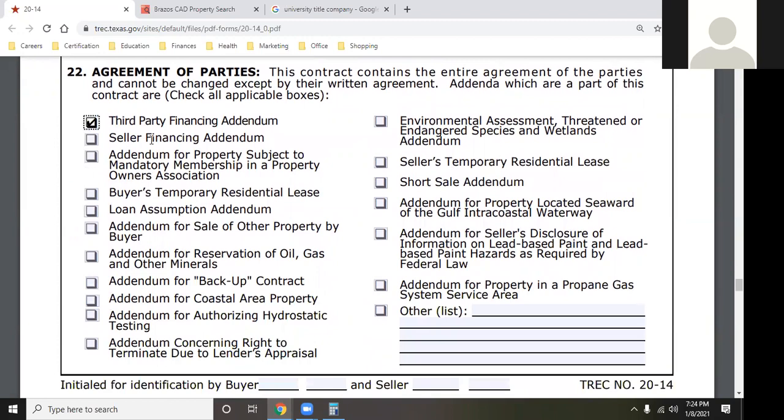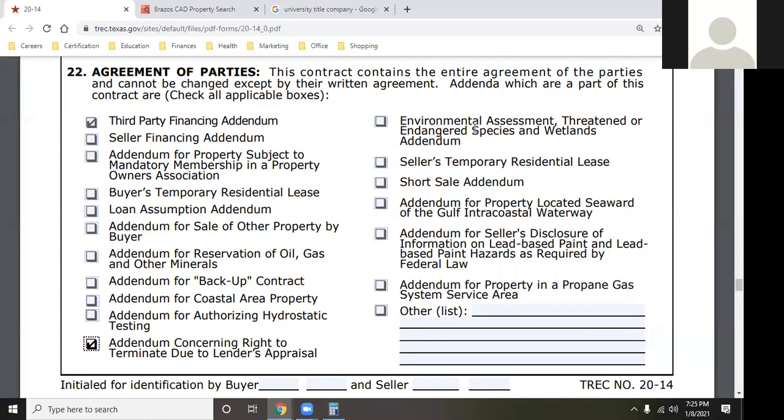It is not any seller financing. There is no mandatory membership. We're not asking for a temporary lease or a loan assumption. There is no sale of other property. There is no reservation of oil. There's no backup, coastal area, or hydraulic or hydrostatic testing. We are going to want this box, which is the addendum, and we'll talk about that in another class. We're not doing that tonight.